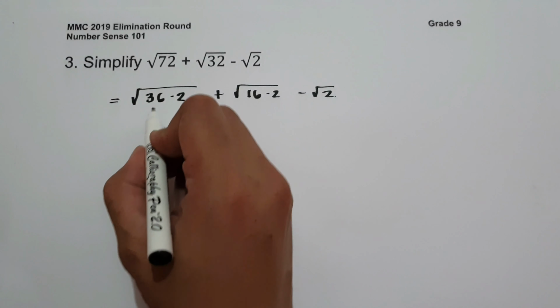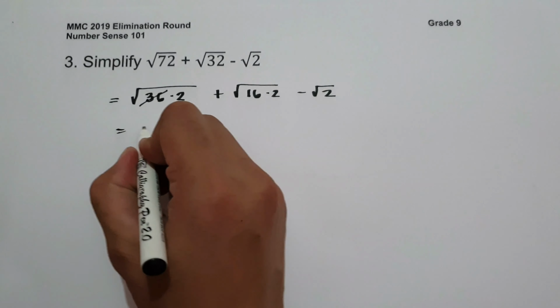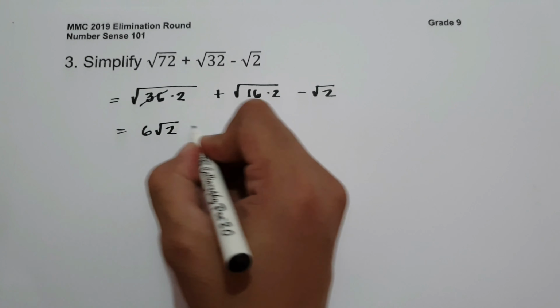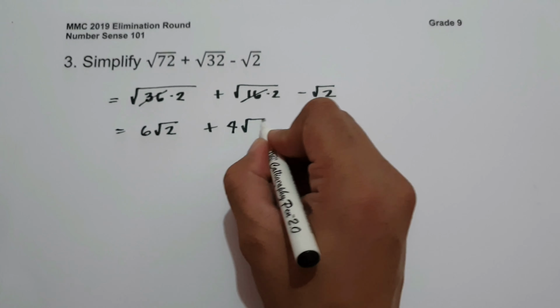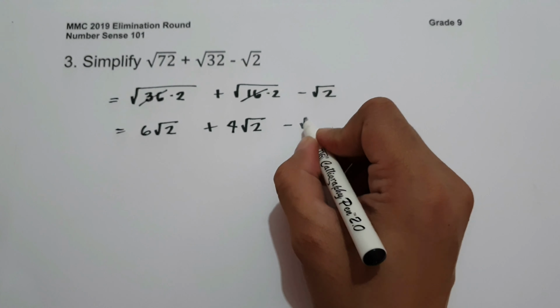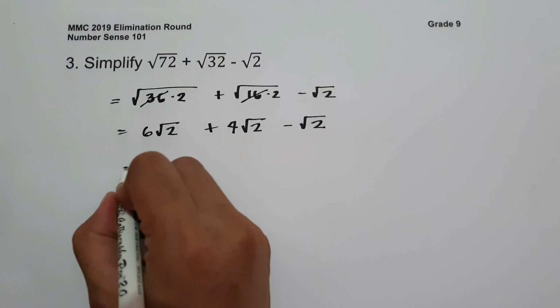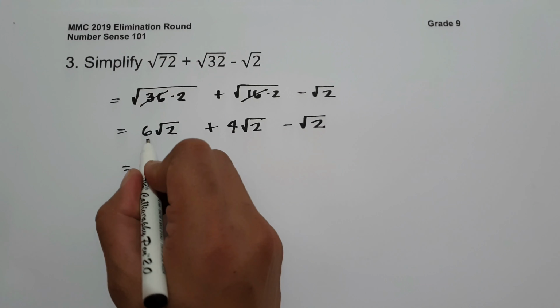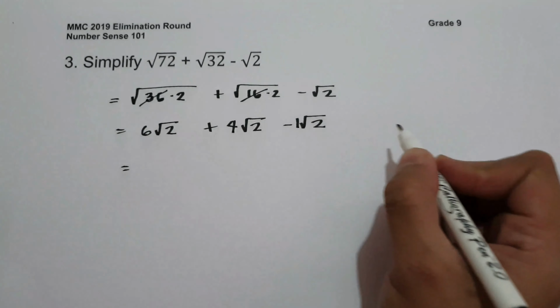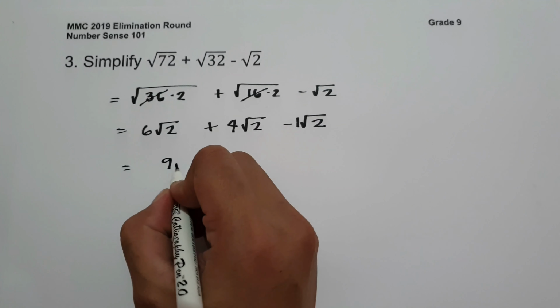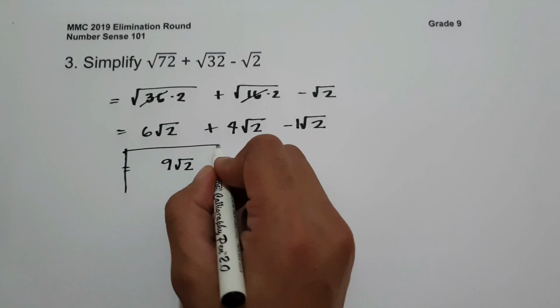So the square root of 36 is 6. It will give us 6 square root of 2 plus the square root of 16, that is 4 square root of 2 minus square root of 2. So to simplify, 6 square root of 2 plus 4 square root of 2 minus 1 square root of 2, it will give us 9 square root of 2, and this will be our answer.